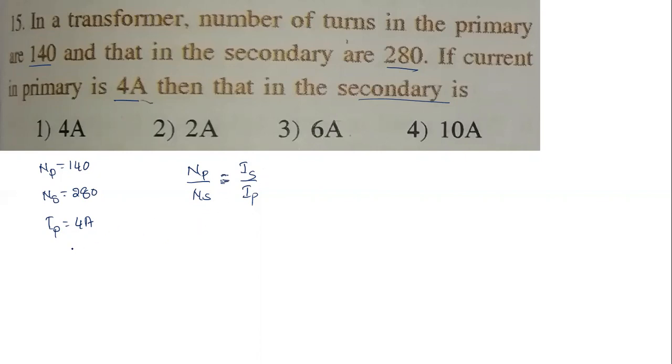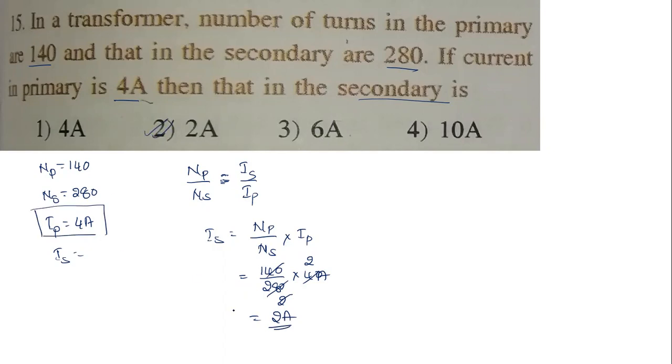We need to find the secondary current IS. IS is NP by NS into IP. So NP by NS is 140 divided by 280, into IP which is 4 ampere. The 2 cancels, so you get 2 ampere. What is the option? Second option. Current is 4 ampere in primary and secondary current is 2 ampere.